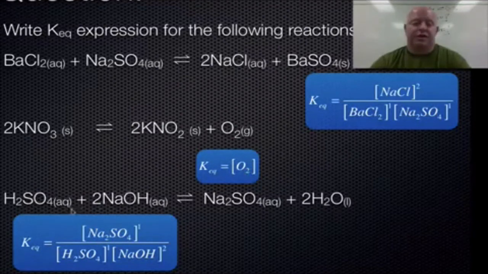The last one again, we have a solution, we have a solution, and we have a liquid. So the liquid would be ignored. Okay, a lot of times your liquid that you're ignoring is water. Okay, a little side note that a lot of times if you have something that's in liquid form, it's almost always water that you're ignoring from expressions. So we have our product is Na2SO4 divided by our 2 reactants. The sodium hydroxide has a 2 out front, so we need to make sure that we square that. Okay? So those are our different expressions.